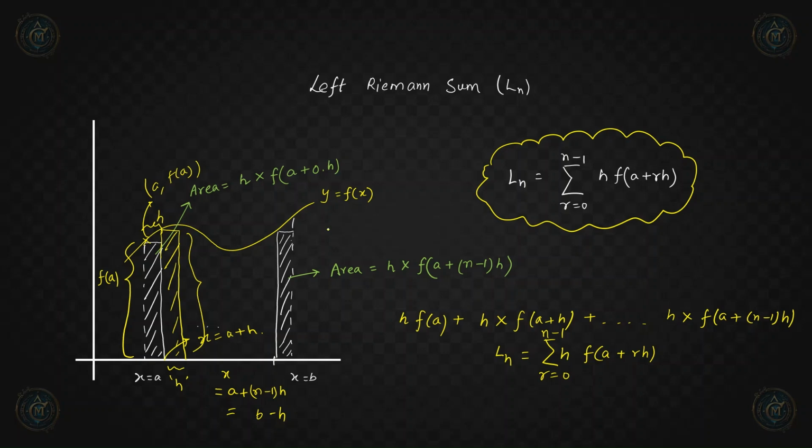So we define this as L_n, which is the summation from r equal to 0. So remember that the summand is basically the same for left and right Riemann sum, but the starting points and end points are different. So for left Riemann sum, r is starting from 0 and ending at n minus 1. So this thing we need to remember.